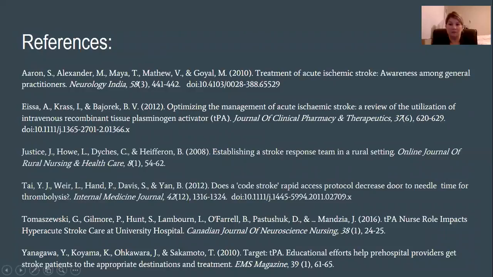These are the references that I used to help develop my interventions and determine what was most appropriate during code stroke. I had extensive help from Deb Brim, who is the stroke coordinator, and we went through and created this project together, and a lot of time and effort went into it.